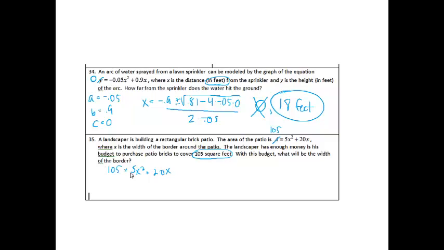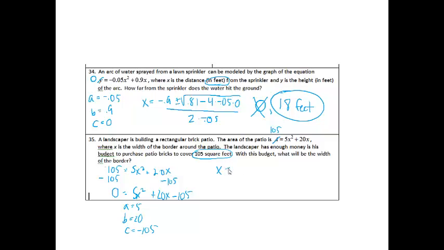All right, since this is quadratic, I know I need to choose one of my methods of solving. I believe I'm going to use the quadratic formula again, but if I'm going to use the quadratic formula, I have to get rid of that 105. So I'm going to subtract it. So I'm going to get 0 equals 5x squared plus 20x minus 105. Okay, my A will be 5, my B will be 20, and my C will be negative 105.